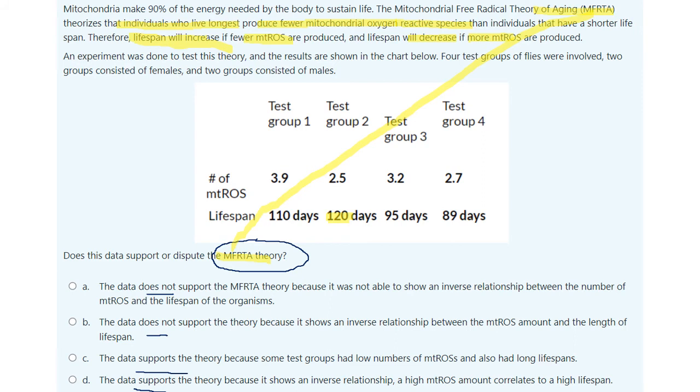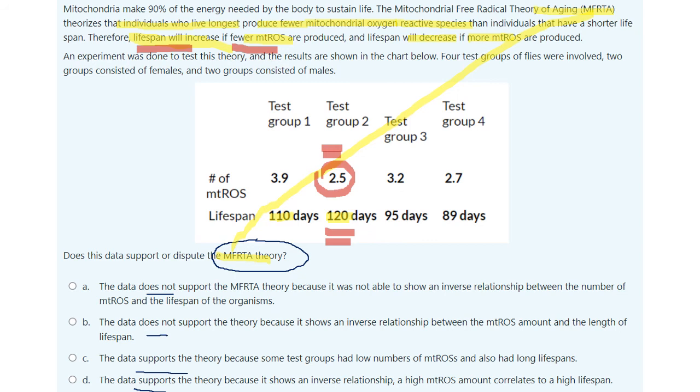120 is the longest, and then 110. But how about the number of MTROS? Well, 2.5 is the fewest. That's a good start. People that live longer, lifespan increases if there are less MTROS. So the longest lifespan has the least number of MTROS.